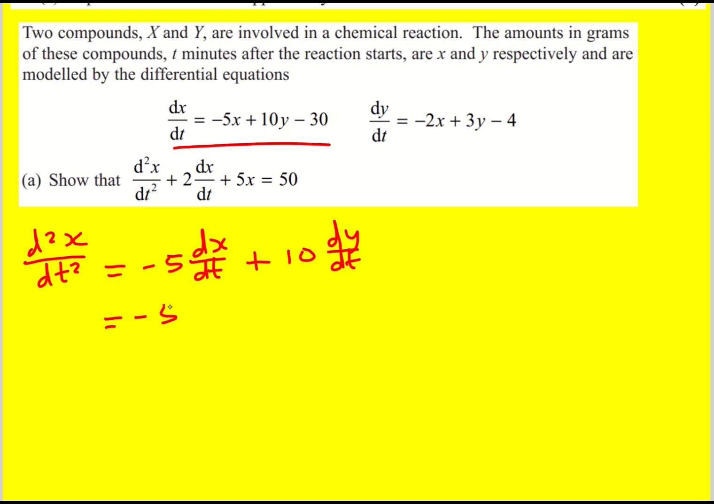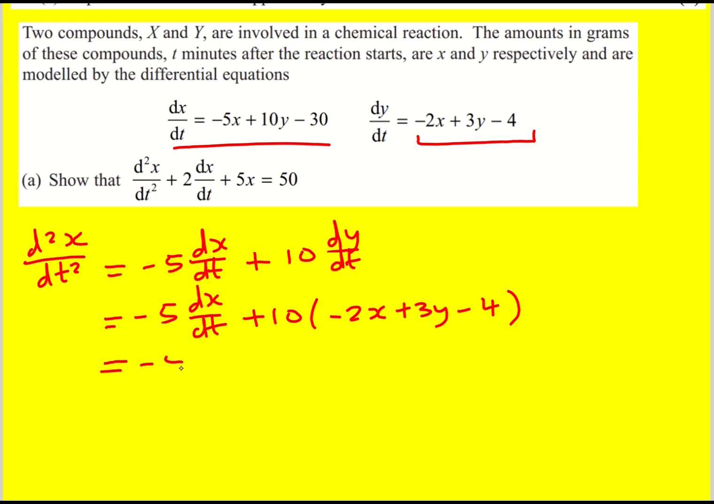Now I can replace that dy by dt by this. So it's going to be plus 10 times minus 2x plus 3y minus 4. Let's just expand the bracket. So minus 20x plus 30y minus 40. Okay, we're not quite there, but we are nearly there. And it works similarly every time with these sorts of questions.